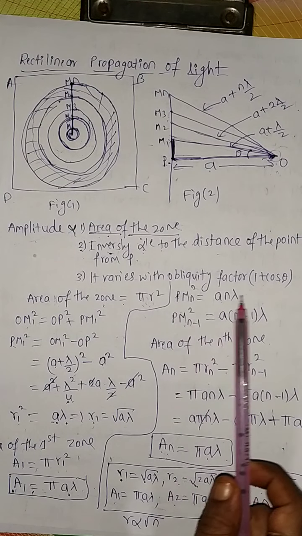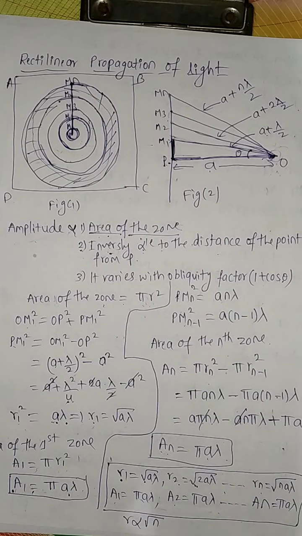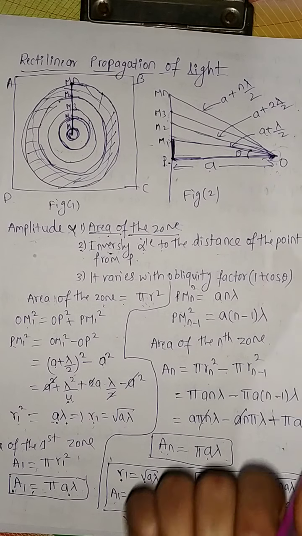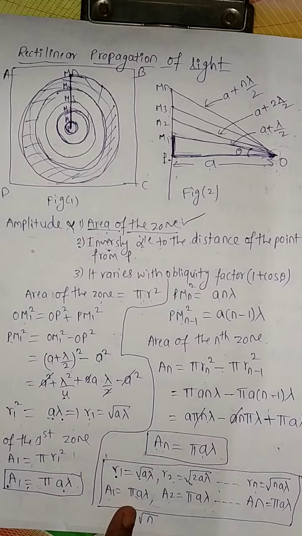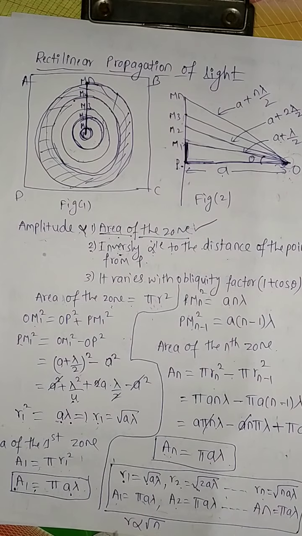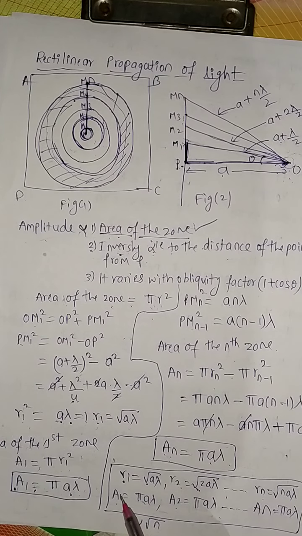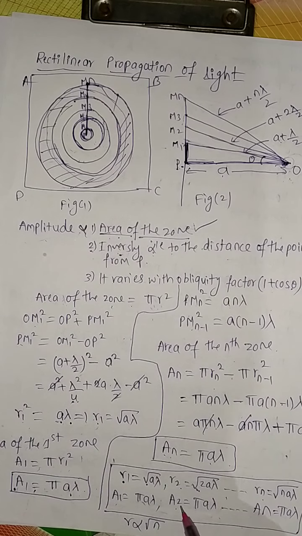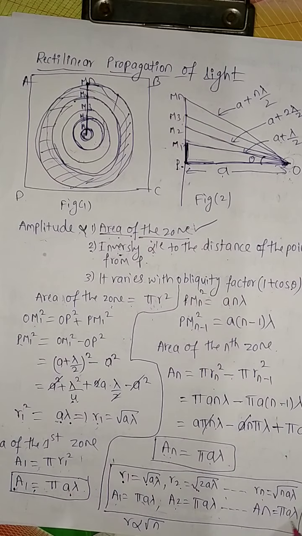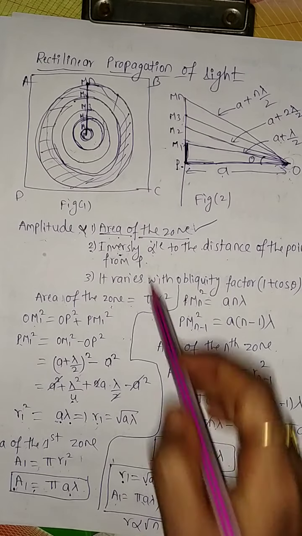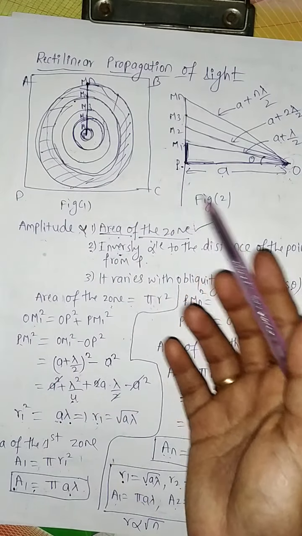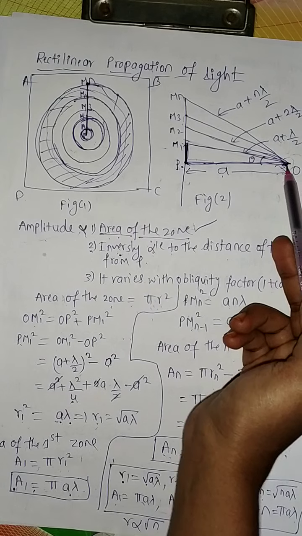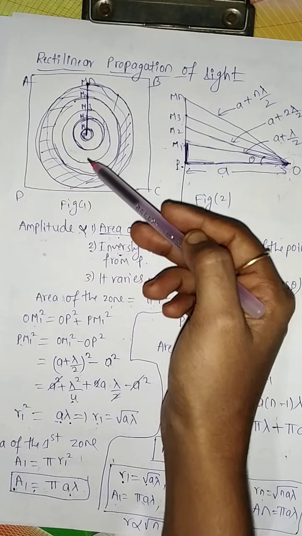The obliquity factor is nothing but 1 plus cos theta. In the last class we already came to know about how it depends upon the area of the zone. We got the values a1 equal to pi a lambda, a2 equal to pi a lambda, an equal to pi a lambda. So all the areas of the zones are the same, they are equal, and that's why the amplitude is also equal due to all these zones.